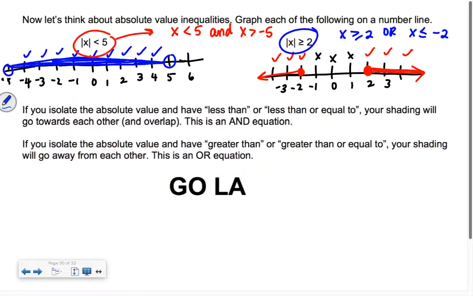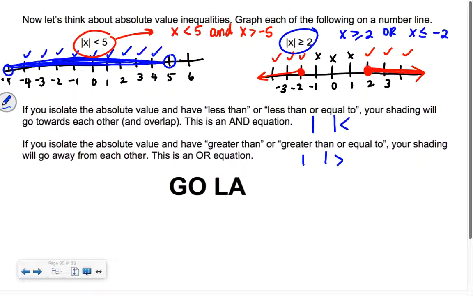So when you have something pointing in, it's like an arrow pointing in towards the absolute value, right? When you have a less than, it points in. They end up pointing in towards each other. See my fingers pointing in towards each other. But if you have an absolute value and it goes away, then they end up going away from each other.